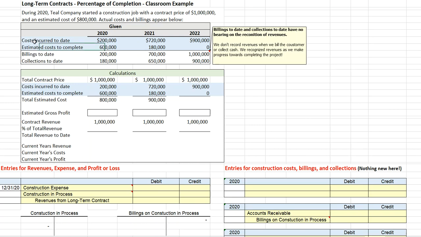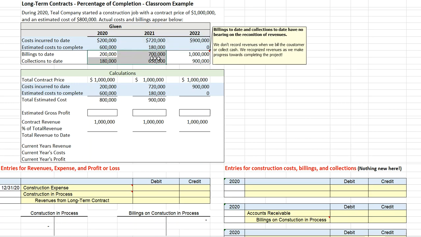We're given information on costs incurred to date, estimated cost to complete, billings to date, as well as collections to date. The important thing to consider is we're going to recognize revenues and expenses as well as profits based on a proportion of the cost we've incurred. We're using cost as a measure of the work that we have completed.